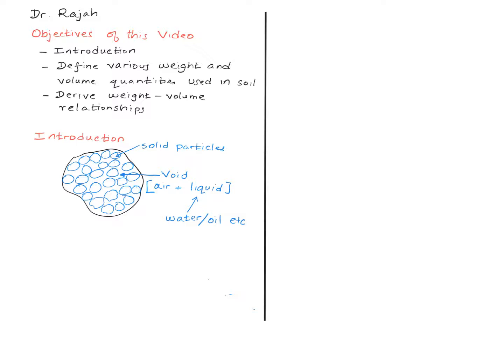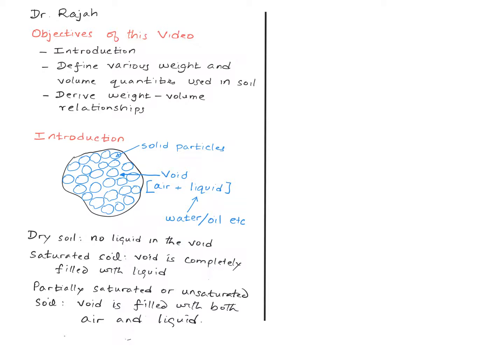Like, for example, if I take a small sample right under a landfill, you are going to find all kinds of liquid in there. It could be benzene, glycerine, what have you. The following three scenarios are possible. First, there's no liquid in the void. We'll call such a soil dry soil. Second, the void is completely filled with a liquid, and we'll call such a soil a saturated soil. And finally, the void could be filled with both air and liquid, and we'll call such a soil partially saturated or unsaturated soil.